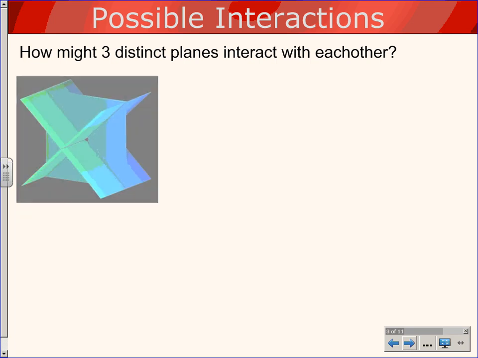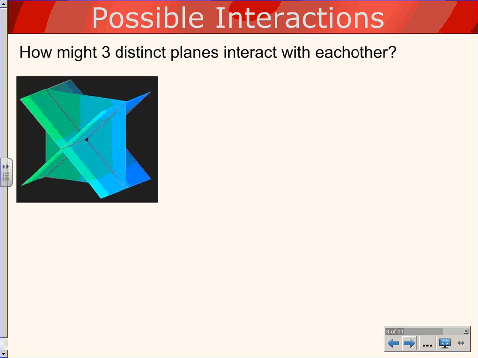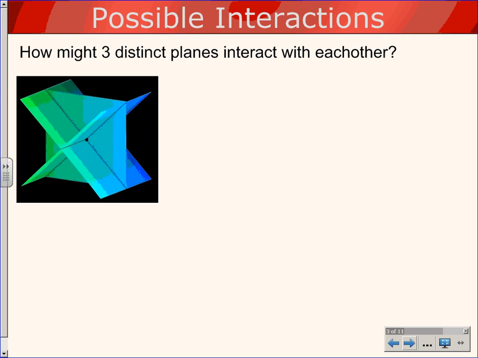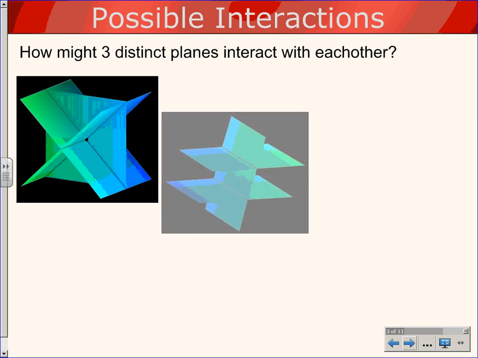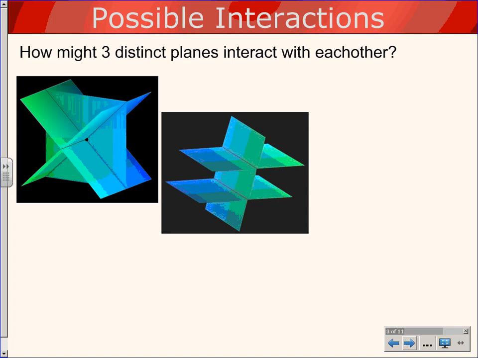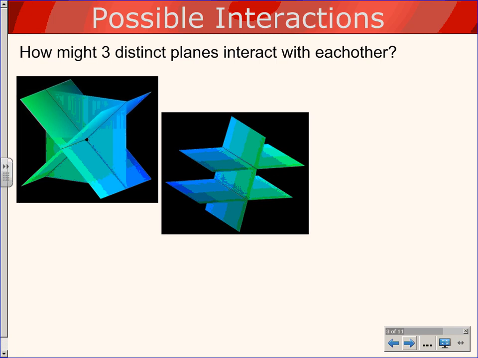Well, we might get a case like this. Like I said, with the walls and the floor. You might get a situation where all three planes intersect in a point. Or you might get this. So notice they're distinct, right? I've got two parallel planes, and then the third plane slices through. So that would be like the floor, the ceiling, and a wall.